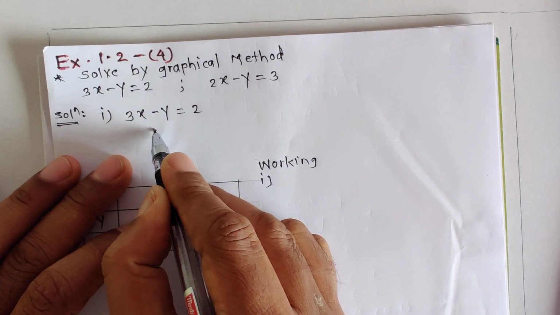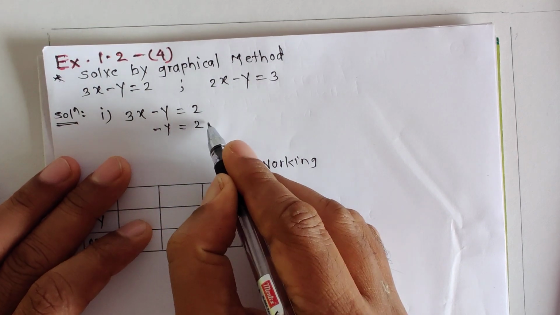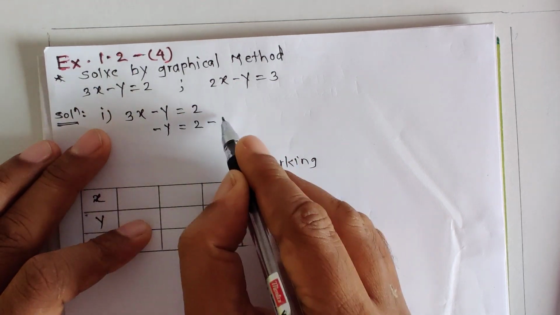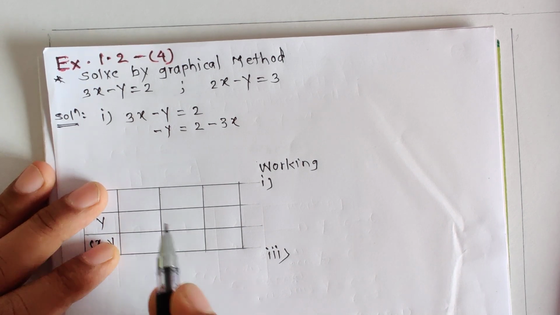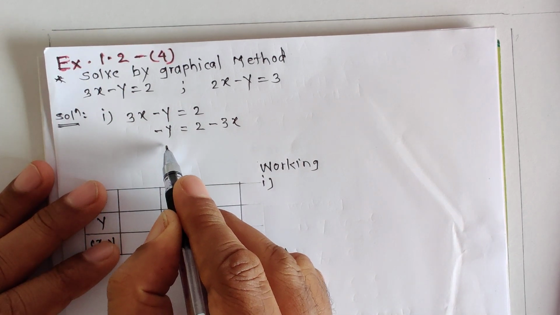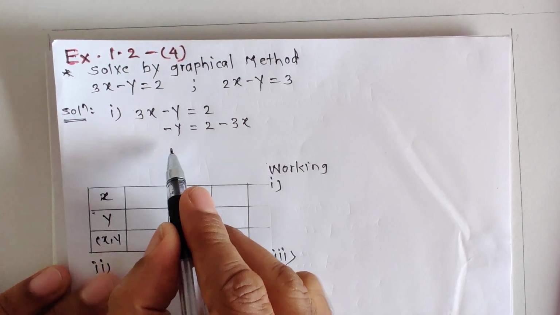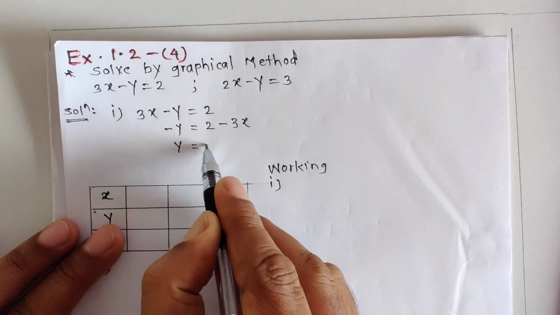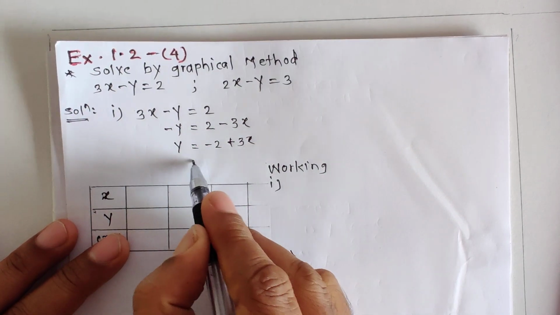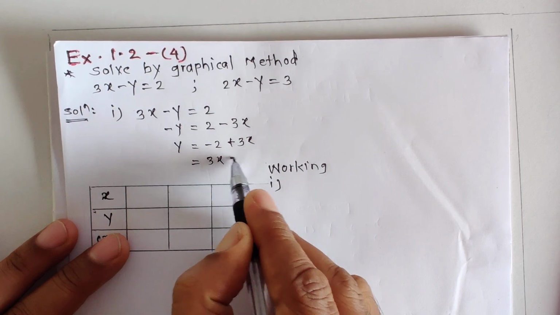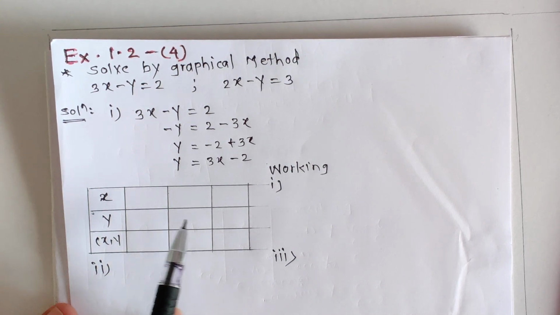So here minus y is equal to 2 minus 3x, this 3x becomes minus 3x. Now change the sign. Because the variable is never negative, y is equal to minus 2 plus 3x. So write the plus sign first, that is 3x minus 2. y is equal to 3x minus 2. We get the formula for y.